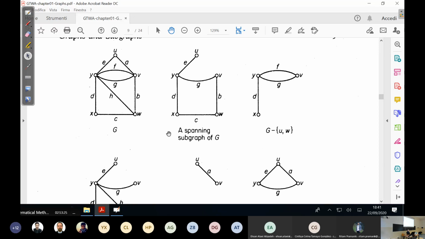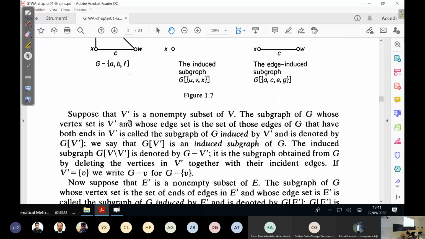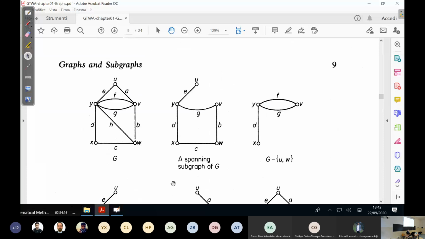All right, so here we have G, here we have a spanning subgraph of G because the set of vertices is the same. Here you have what is written here: given a non-empty subset V prime, the subgraph whose vertex set is V prime, whose edge set is the set of those edges that have both ends in V prime, is said to be induced by V prime. And G of V prime is an induced subgraph. You can also do the contrary, take away those vertices, and you have what is called G minus V prime. It is the subgraph obtained from G by deleting the vertices in V prime together with their incident edges, and if V prime is just one vertex, we simply write G minus V. We see some of these examples here.